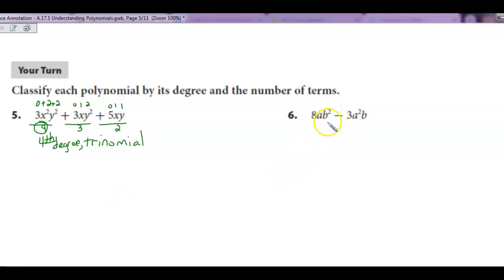Take a look at number 6. How many terms does it have? 2. So therefore it is a binomial. And now count the degree. Two plus 1 is 3. 2 plus 1 is 3. The greatest exponent value is 3, so it's 3rd degree binomial.